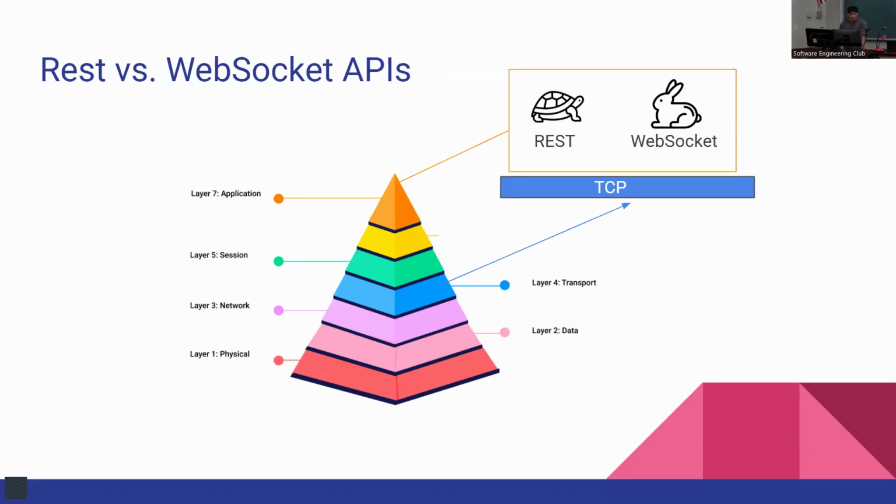So there's a 7-layer structure that you'll learn in networking. Have any of you taken computer networking? All right, so you'll learn when you get to networking that there's 7 layers. There's physical, data, network, transport, session, I think layer 6 is missing here, and then application layer. And both of these function on the application and the transport layer.